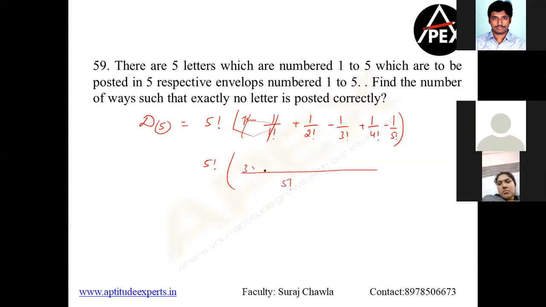So 3 into 4 into 5 minus 4 into 5 plus 5 minus 1. So 5 factorial gets cancelled. So 3 into 4 into 5 becomes 60 minus 20 plus 5 minus 1. So 60 minus 20 is how much? 40. 40 plus 5 is 45. 45 minus 1 is 44 ways.